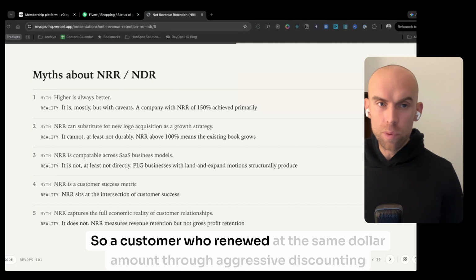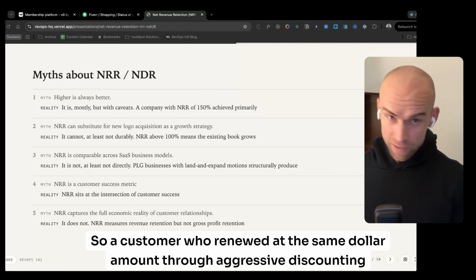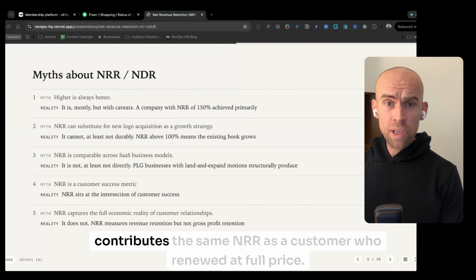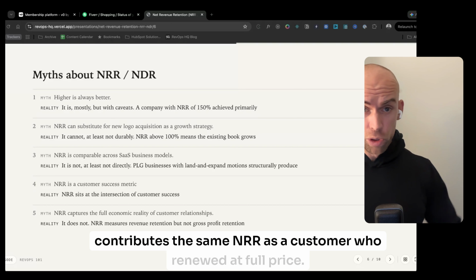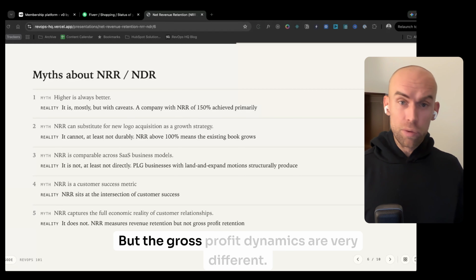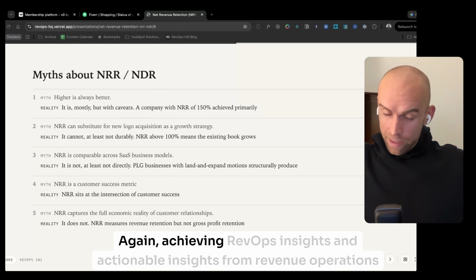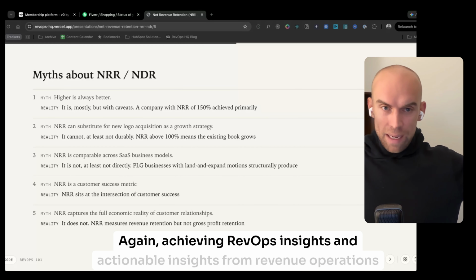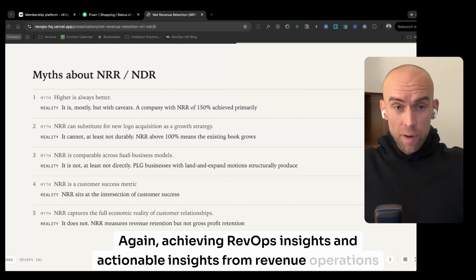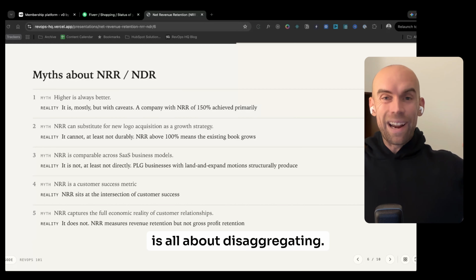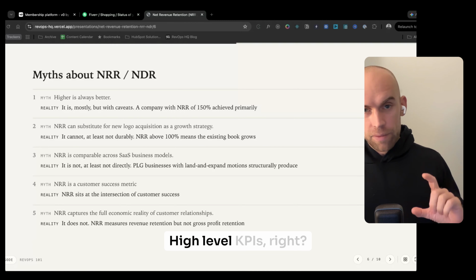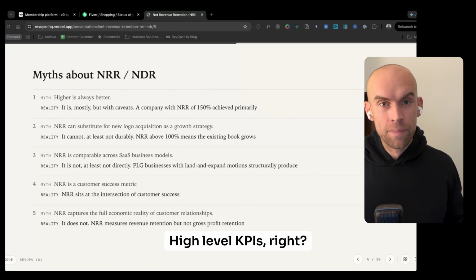NRR measures revenue retention, but not gross profit retention, customer satisfaction, or strategic value. So a customer who renewed at the same dollar amount through aggressive discounting contributes the same NRR as a customer who renewed at full price. But the gross profit dynamics are very different. Again, achieving actionable insights from revenue operations is all about disaggregating high-level KPIs, right?